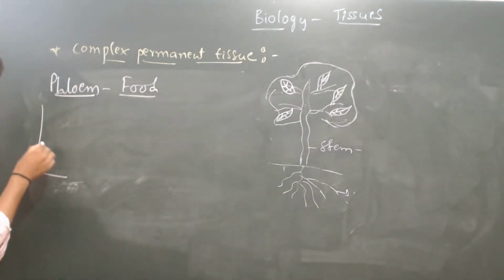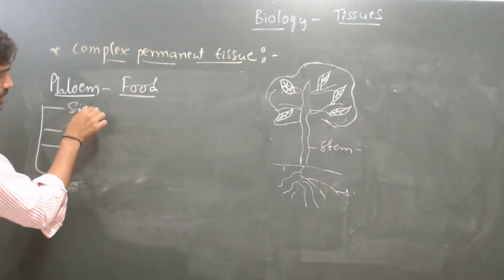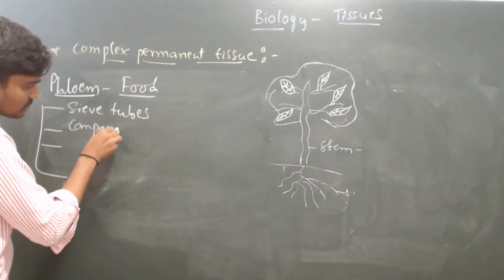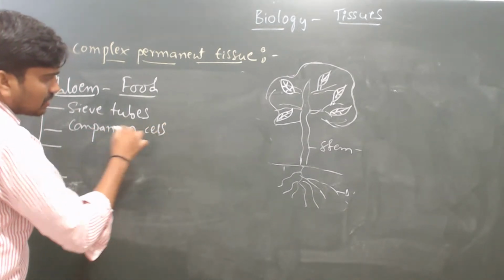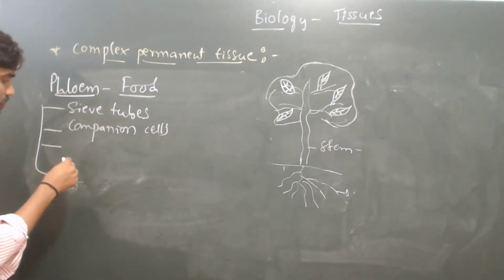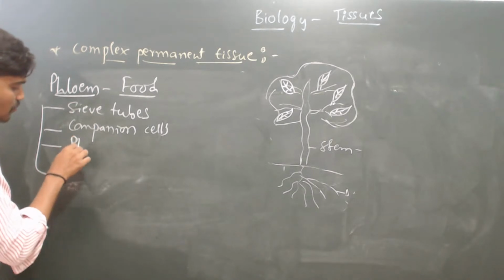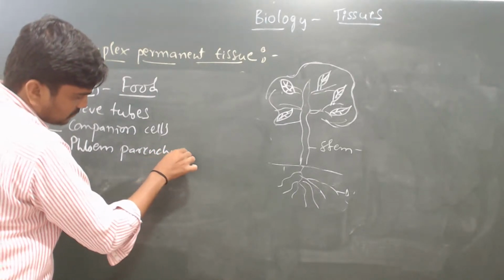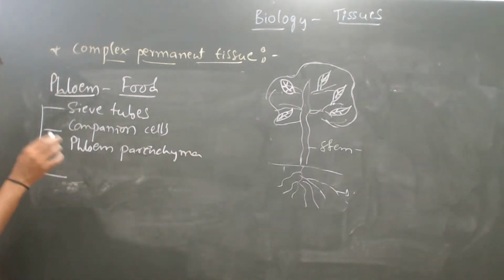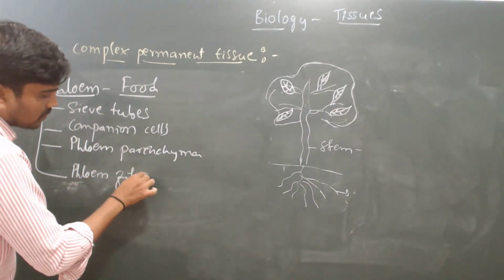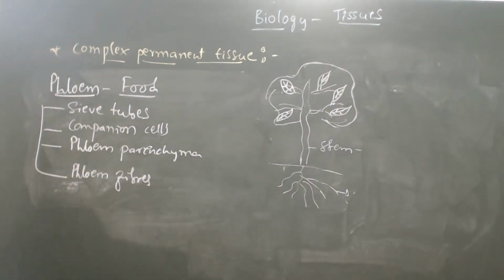Here phloem contains four components. Already I said, one is sieve tubes, second, companion cells, third, phloem parenchyma, and fourth, phloem fibers.